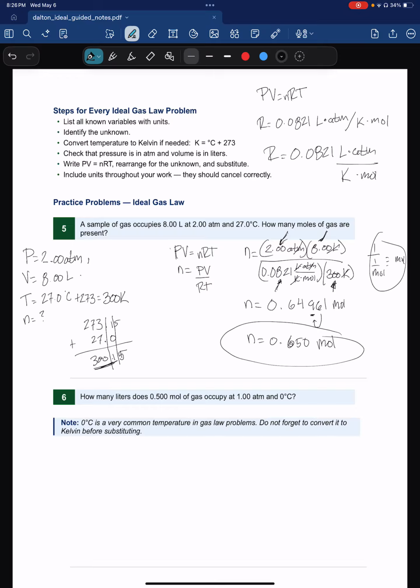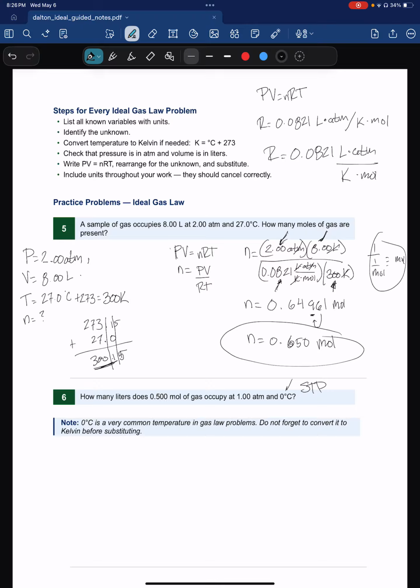Okay. Next question. How many liters does 0.500 moles of gas occupy at 1 atmosphere and 0 degrees Celsius? Remember that 0 degrees Celsius is very, very common, right? We've got 1.00 atmospheres and 0 degrees Celsius. That's standard temperature and pressure, okay? We need to make sure that we convert this to Kelvin, okay? We'll get 0 degrees Celsius a lot. We need to convert it to Kelvin.